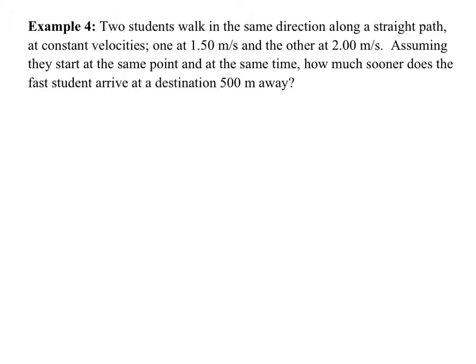Student A walks slower, so that's time number 1. Student B walks faster. That's time number 2. What are you going to do with those answers when you get them? Subtract. So go ahead and do this problem twice, once for student A at his or her velocity, once for student B at his or her velocity. Calculate time 1 and time 2 completely separately, and then simply subtract the two.